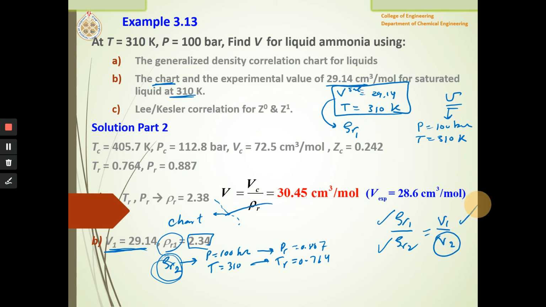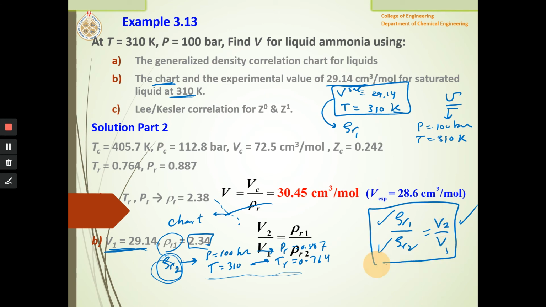The unknown depends on what you have. So what I did here, I called rho R1 2.34. Rho R2, I can get from the table. So in this case, you will just need to substitute rho R1 over rho R2. Anyhow, you don't have to memorize the equations, but it is this. So you need to substitute in the formula.